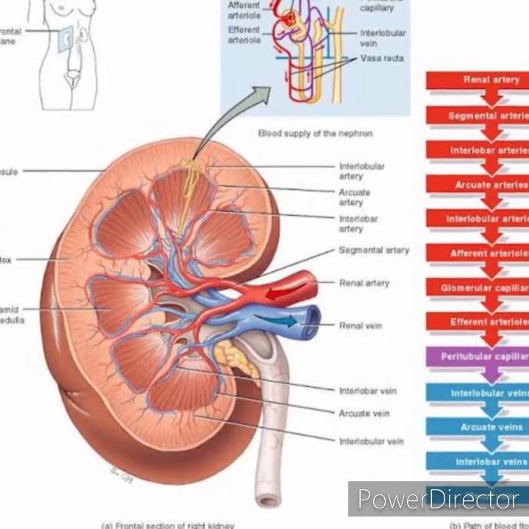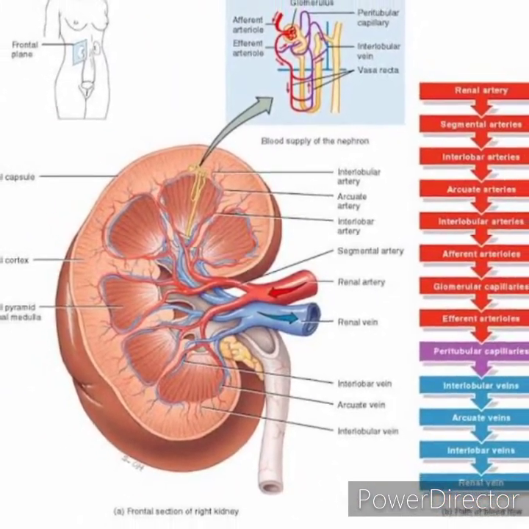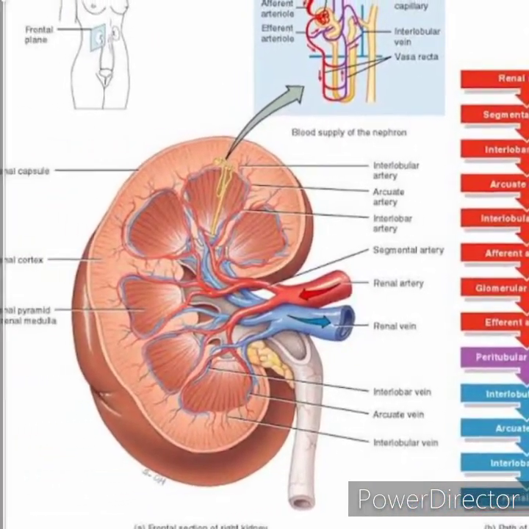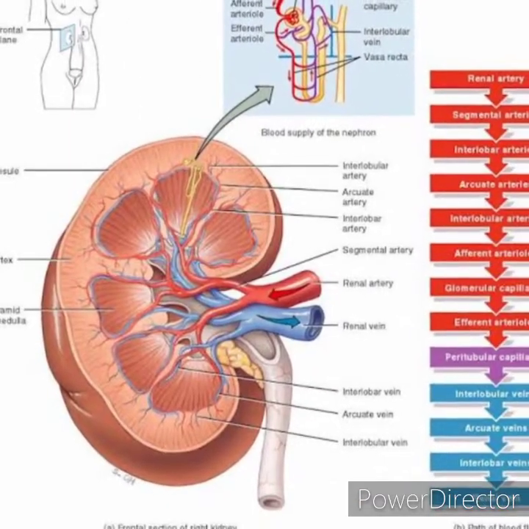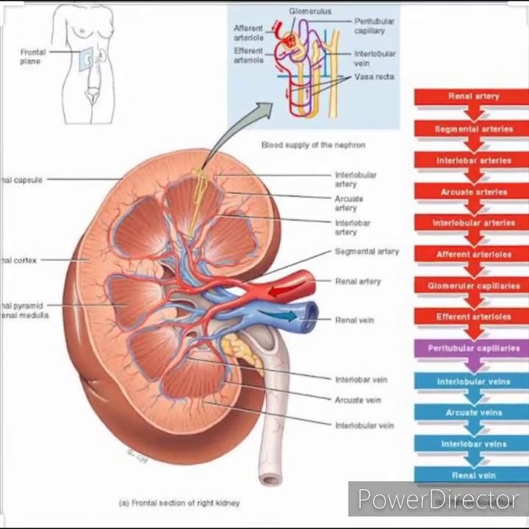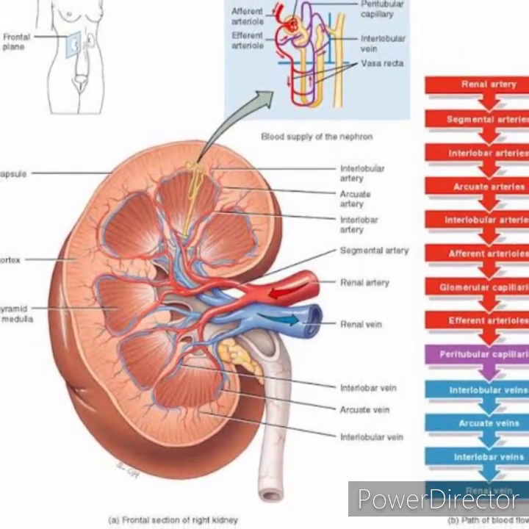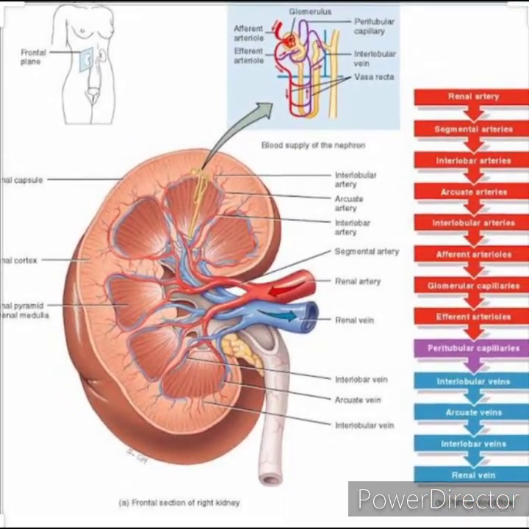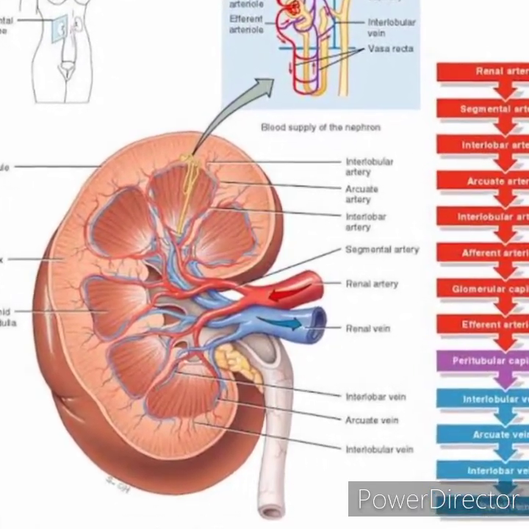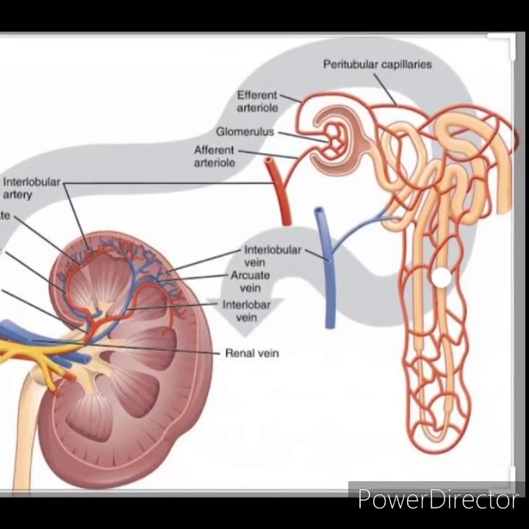Now, renal blood vessels. Blood is supplied to the kidney by the renal artery, which arises directly from abdominal aorta and enters the kidney through the hilus. While passing through renal sinus, the renal artery divides into many segmental arteries, which subdivide into interlobar arteries. Each interlobar artery passes in between the medullary pyramids. At the base of the pyramid, it turns and runs parallel to the base of pyramid, forming arcuate artery.